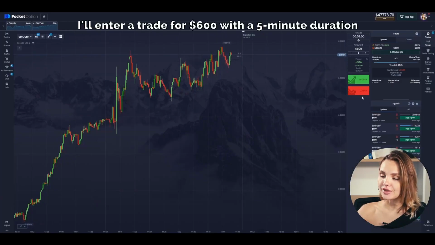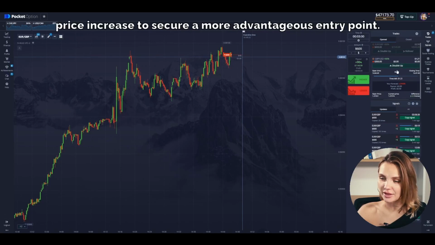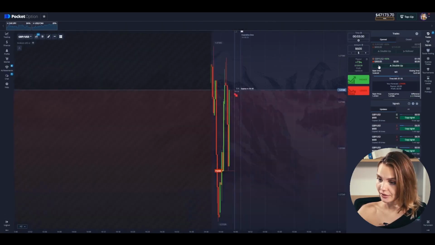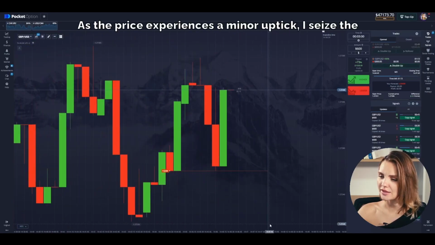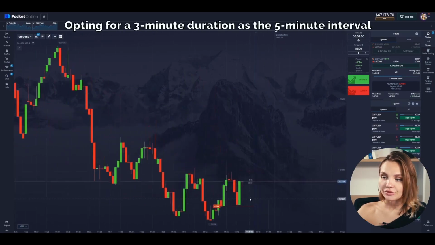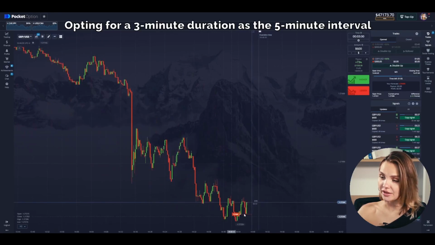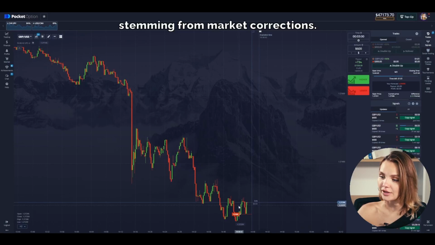I'll enter a trade for $600 with a 5-minute duration, strategically waiting for a slight price increase to secure a more advantageous entry point. Typically, a brief waiting period is customary. As the price experiences a minor uptick, I seize the opportunity to execute the trade, opting for a 3-minute duration as the 5-minute interval carries a potential risk of losses stemming from market corrections.